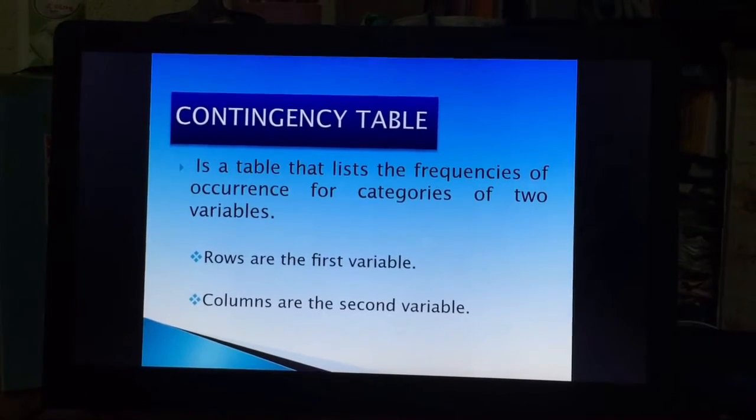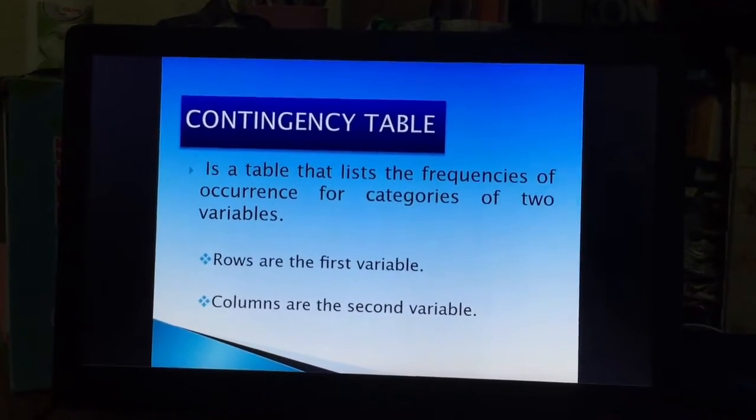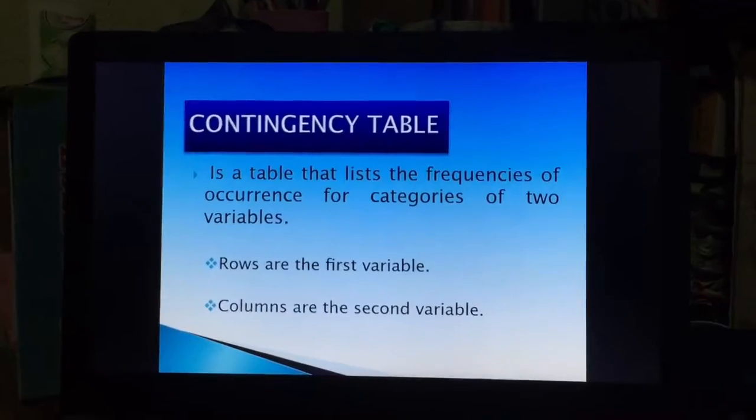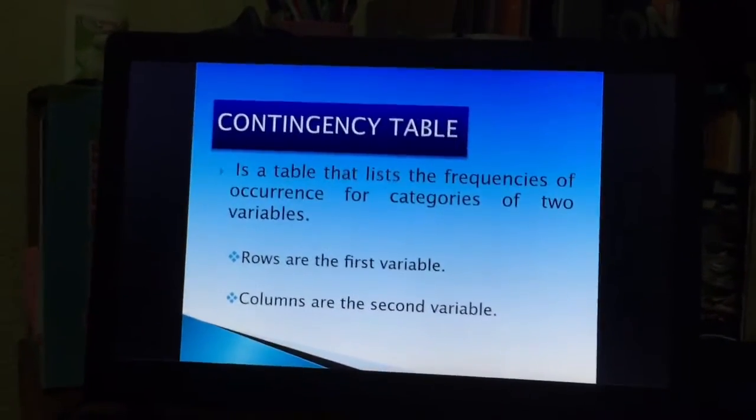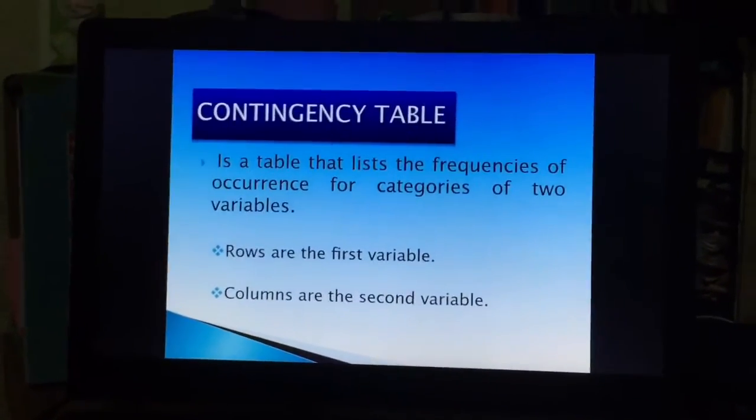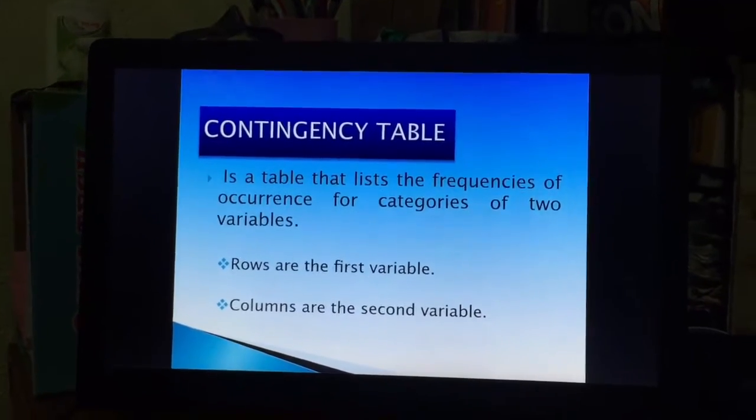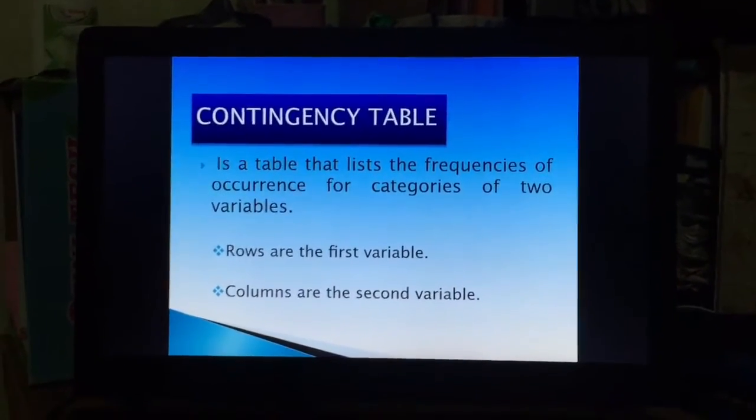Contingency table. It is a table that lists the frequency of occurrence for categories of two variables, wherein the rows are the first variable and the columns are the second variable.